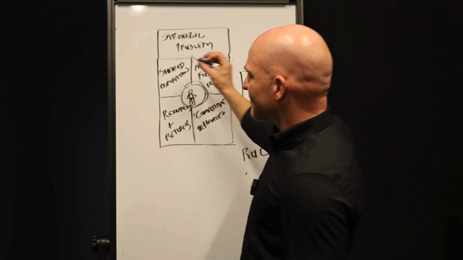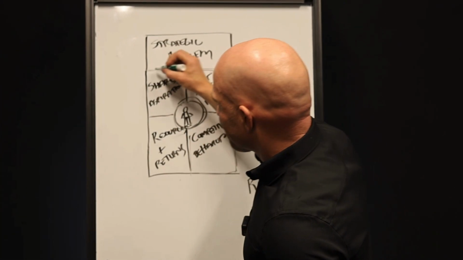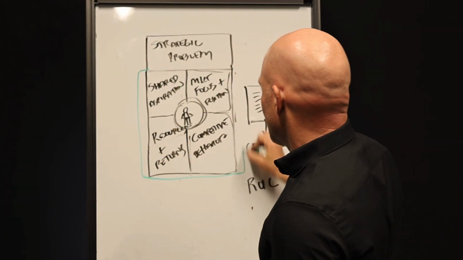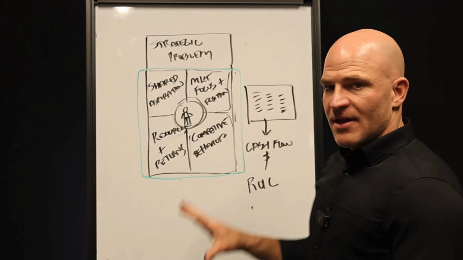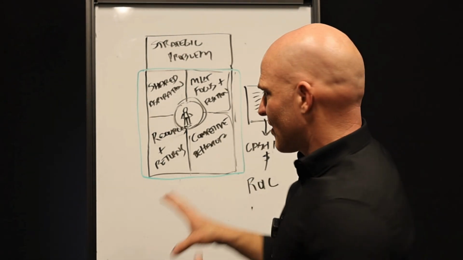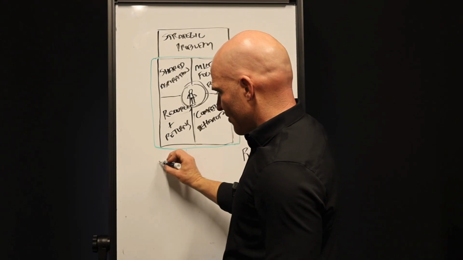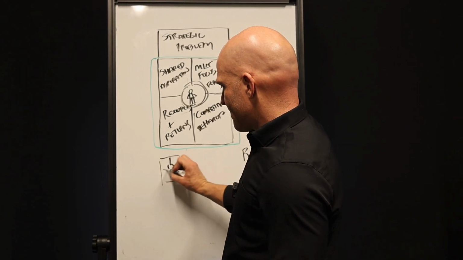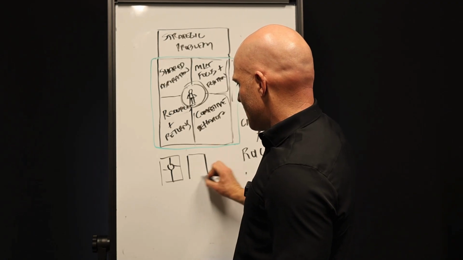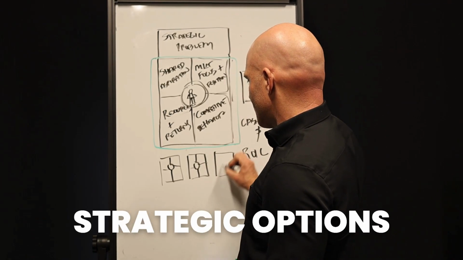But check this out. See this box right here? I'm going to use my green marker. This box right here is actually a piece of multiple boxes. In other words, if we zoom out here, this is what it really looks like. Boom. Boom. And these are called my strategic options.